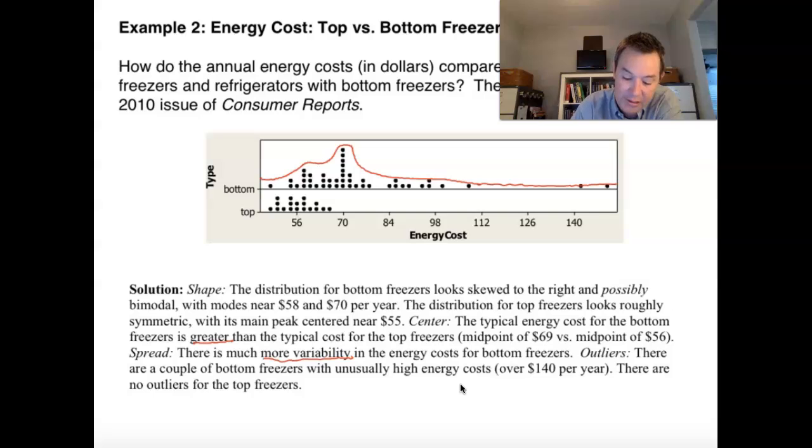And notice all the context they give there. They're constantly discussing what the context is. These are freezers, and the context of the data is units of dollars.